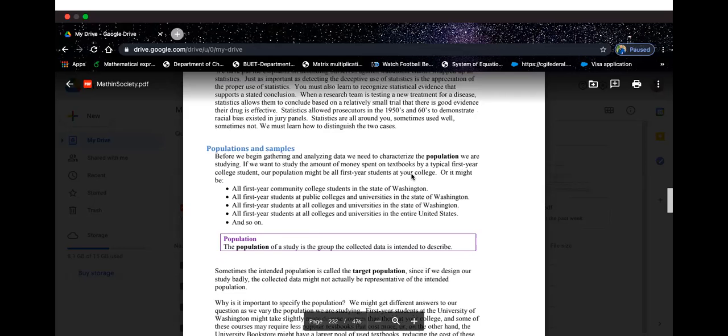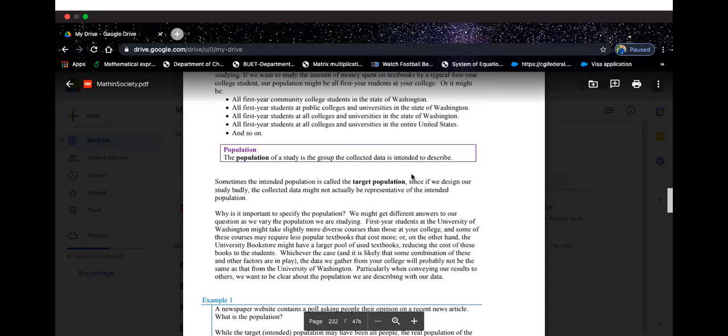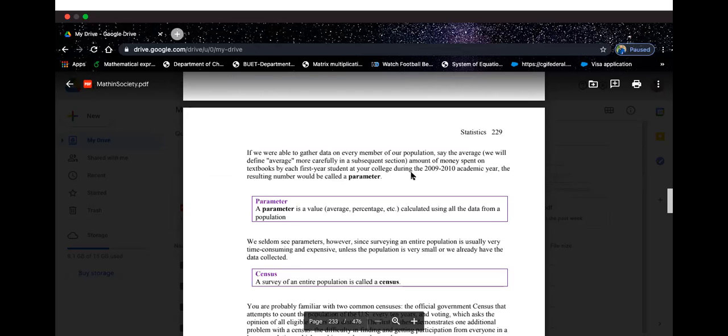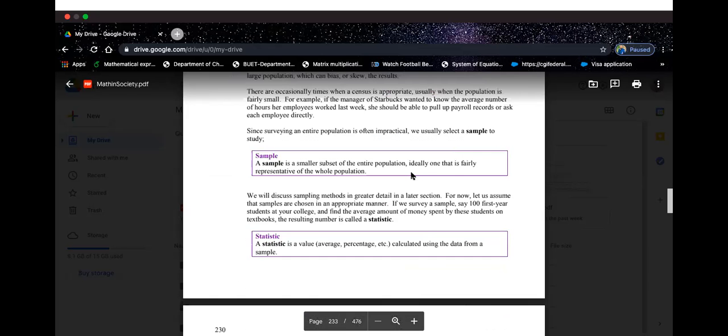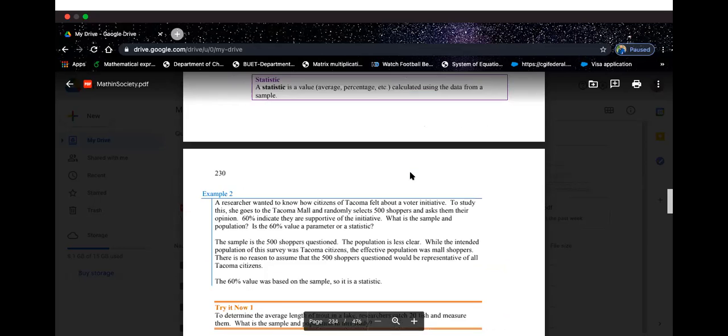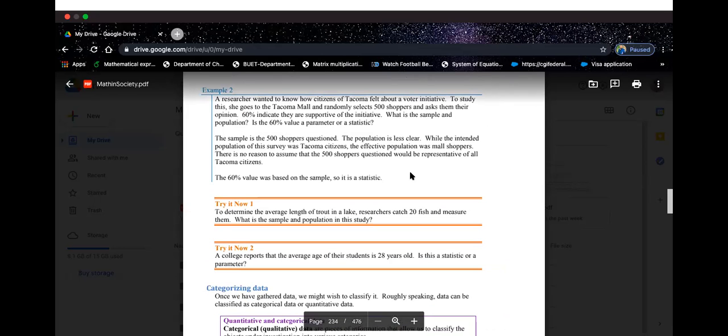So I'll quickly see the try it now one problem, and then I'll go back to the definition again. Here is the try it now one. It says, to determine the average length of trout in a lake, researchers catch 20 fish and measure them. What is the sample and population in this study?